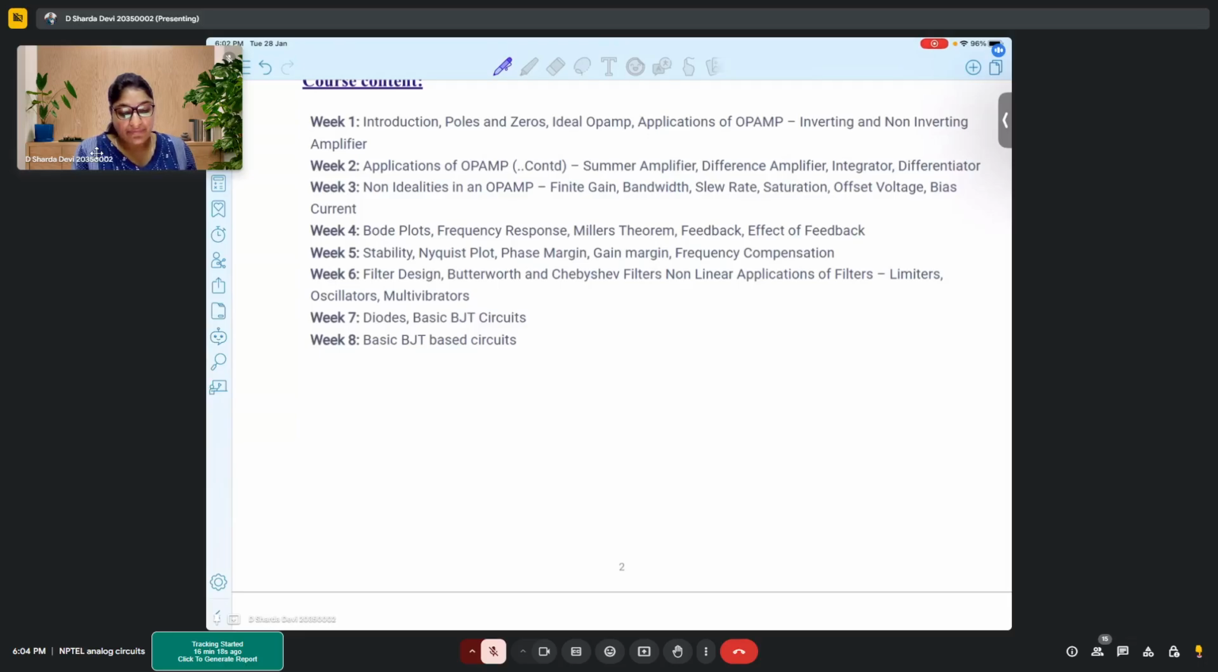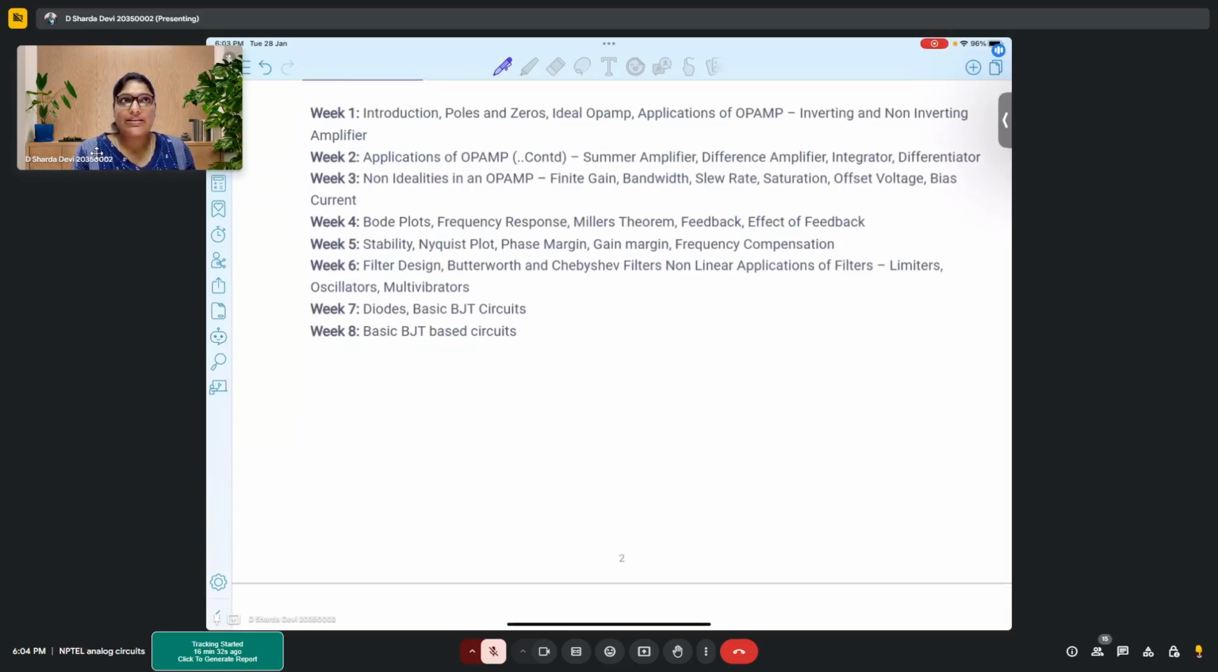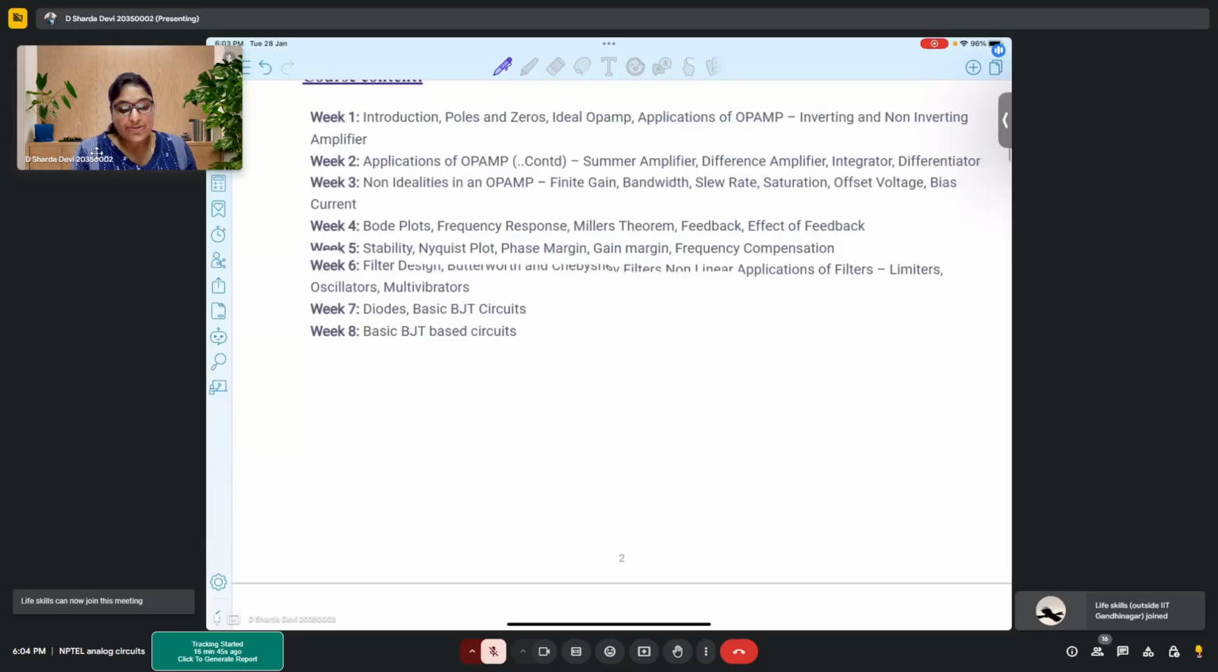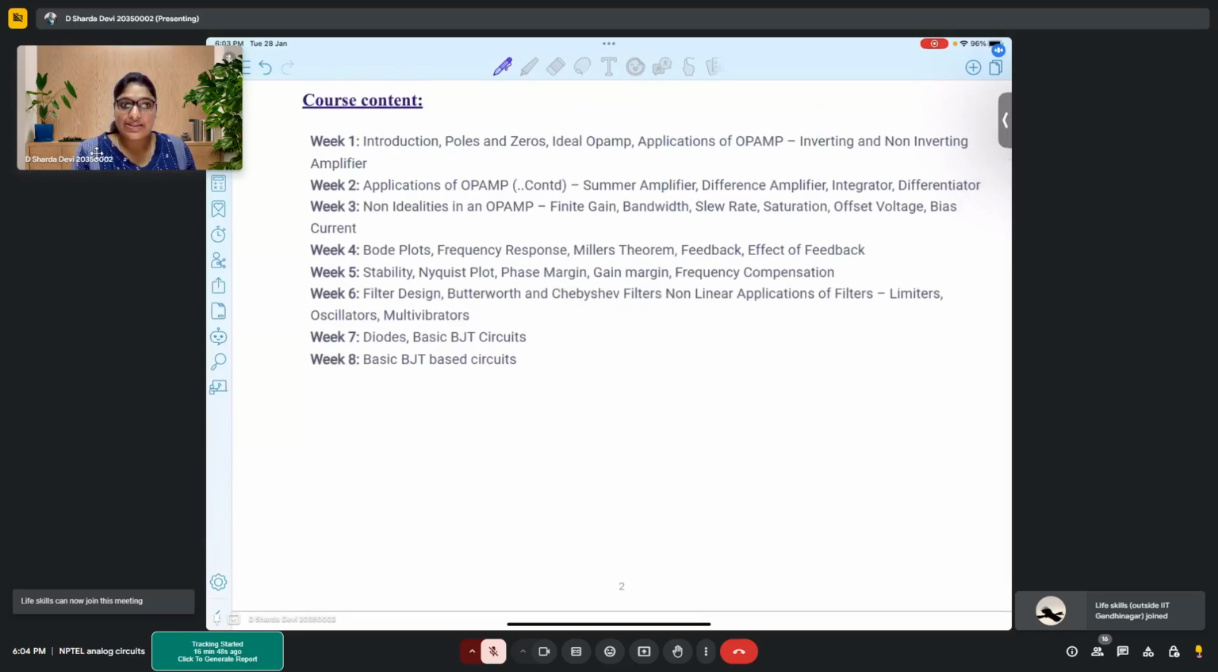Sixth week, we'll have filter design, where we will look into Butterworth and other kinds of different filters. In seventh week, we'll dive into some electronic devices like diodes and BJT circuits, which are very basic. And in eighth week, we'll conclude with a few more BJT based circuits. So this is how the course has been planned, and this is an 8-week course. And each week we will have a corresponding live problem solving session as well.